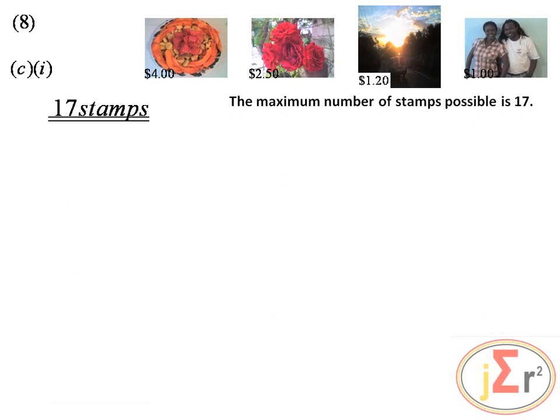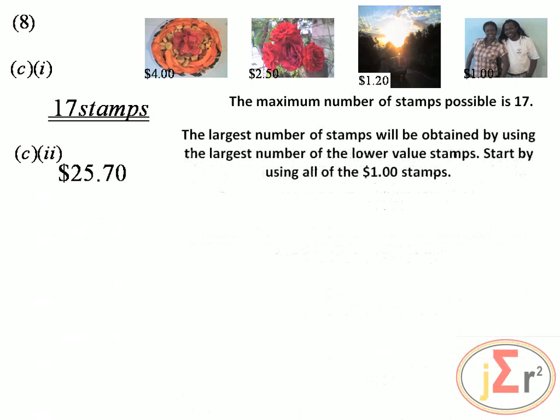Now, if she is going to use the maximum number of stamps, I think that she should use the maximum number of the stamps that have the least value. So, because they have the smallest value, we will use the greater number of them. So, the largest number of stamps will be obtained by using the largest number of the lower value stamps.